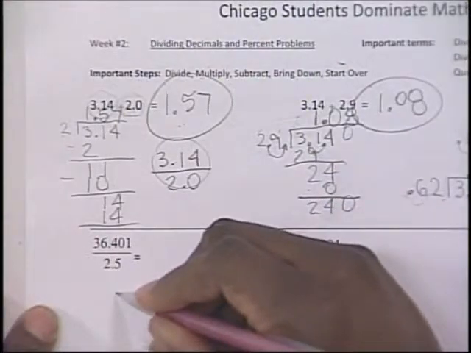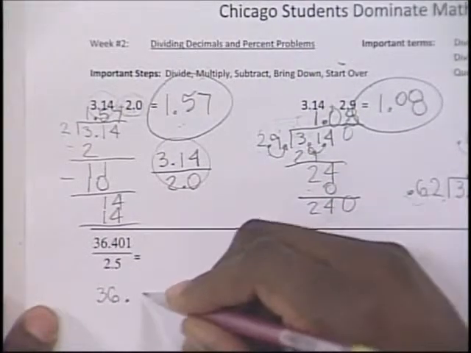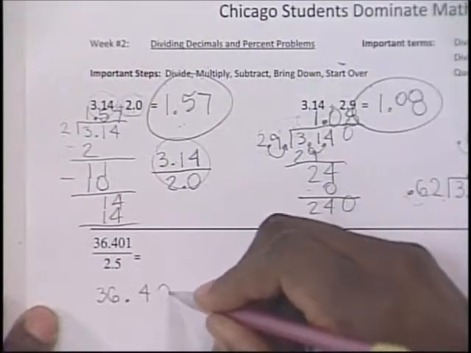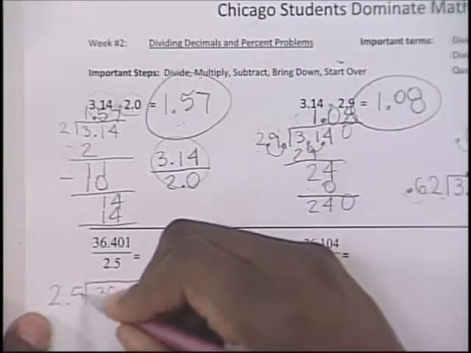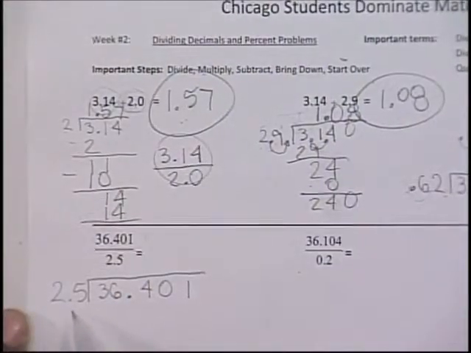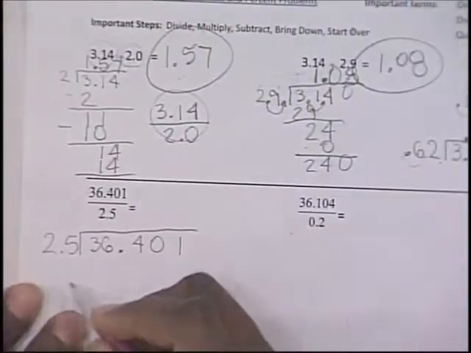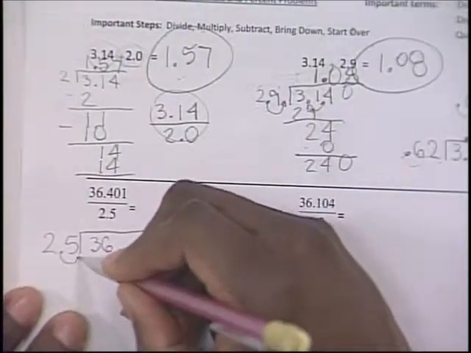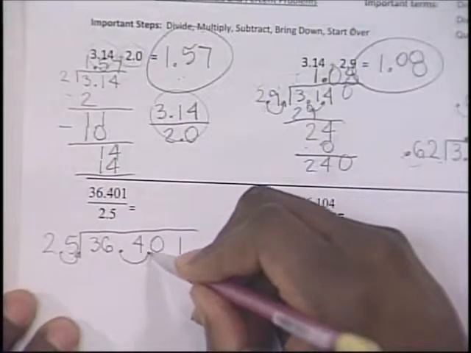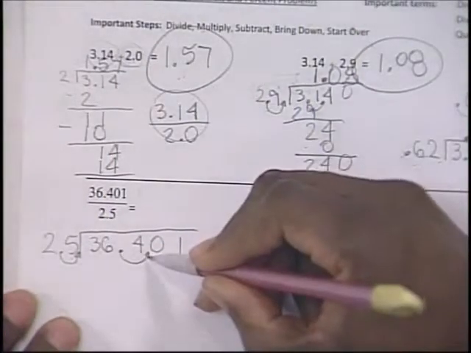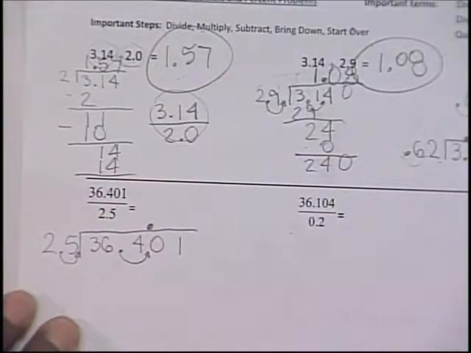All right, so let's write the dividend first. 36.401, and that's being divided by 2.5. Again, that is not a whole number. So what do we have to do? We have to make it a whole number. Let's move the decimal place over 1. We got to move this decimal place over 1. All right. So now, as I told you before, first step is to bring the decimal straight up.